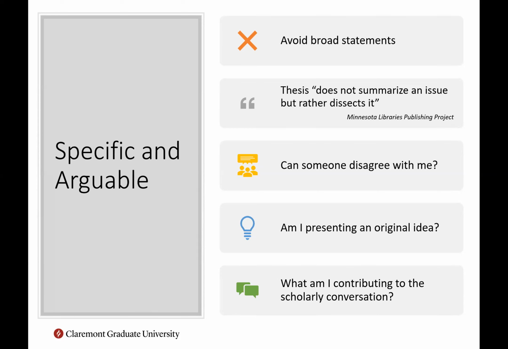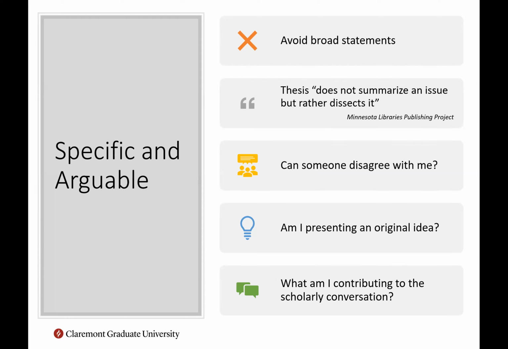This is a quote that I borrowed from the Minnesota Library's publishing project that I like. A thesis doesn't summarize an issue, it dissects it. So this is really where you avoid your descriptive statements. You don't want to just say, here's what the issue is. You want to really dive into your analysis. What are the important points? What are the individual facets we need to take a closer look at? How can we deconstruct this and then put it back together using my argument in a way that I think adds something to this question?